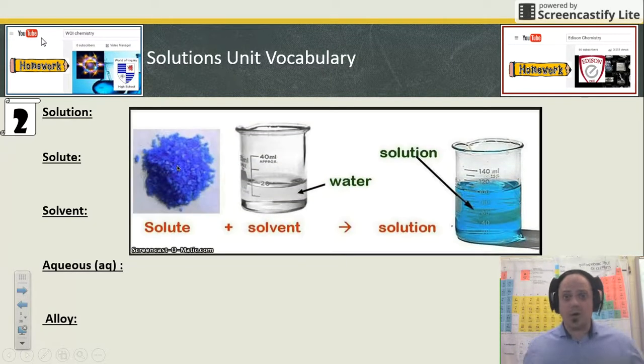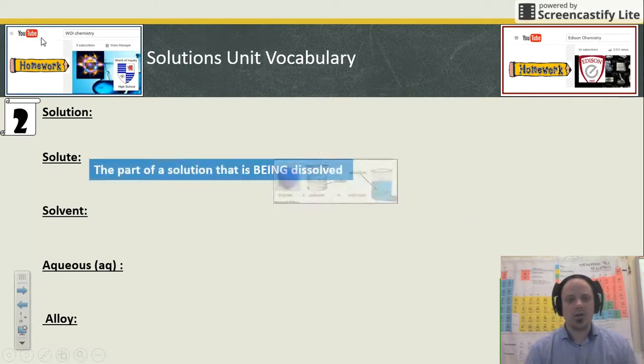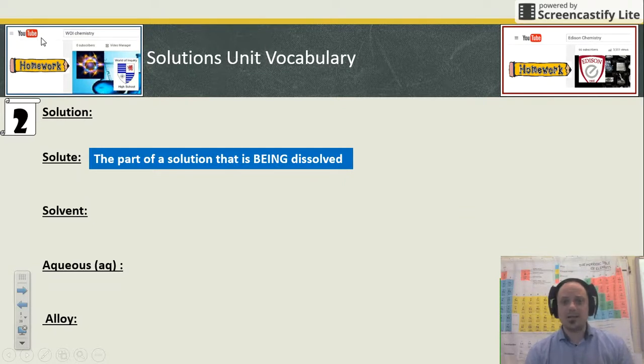So check it out. Great graphic. Solute's the solid, solvent's the liquid, and when you mix the two, you get a reaction that produces a solution, a homogeneous solution at that. So here's your definition. It's the part of a solution that is being dissolved. It's the sugar, it's the salt, it's the chemical compound that dissolves in water.